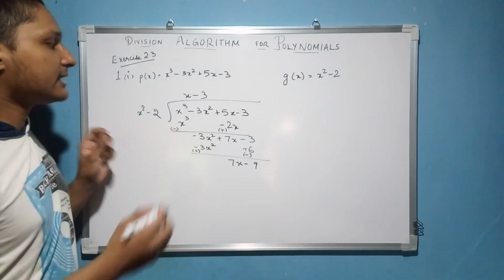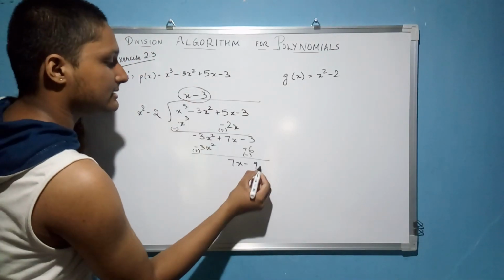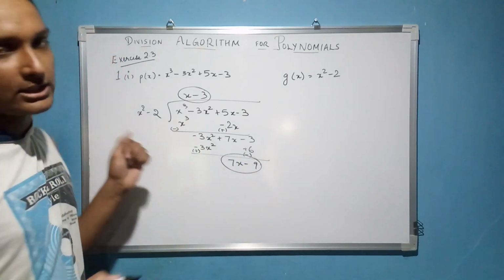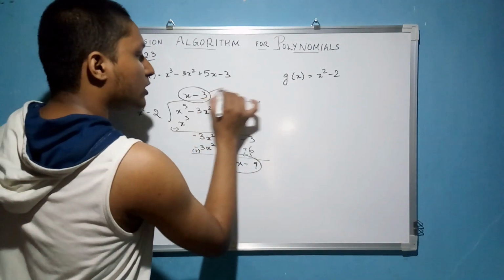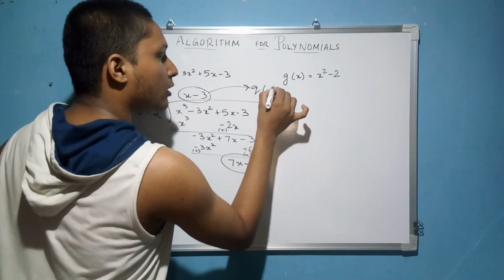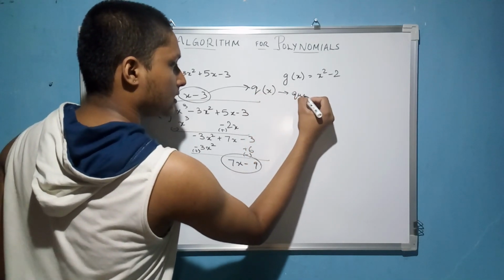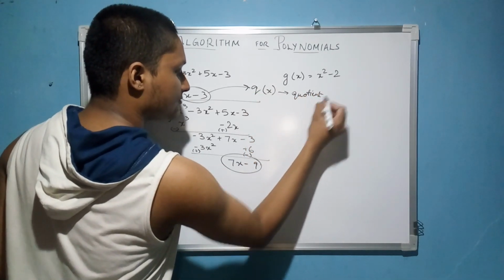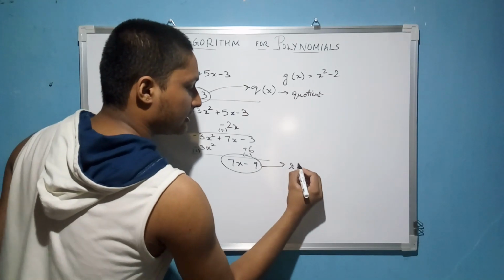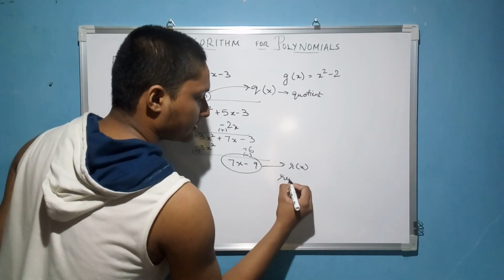So from this you can understand that this is one polynomial and this is another polynomial that we obtained by doing the long division method. This polynomial is q of x, or what you call the quotient. Then this term is the remainder, or r of x.